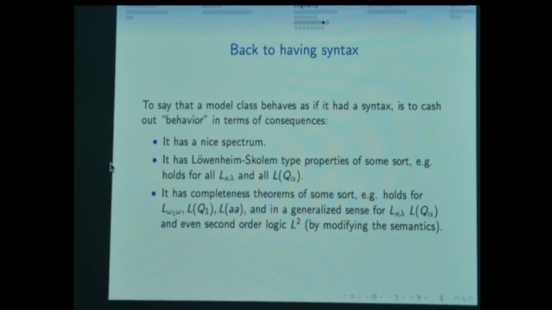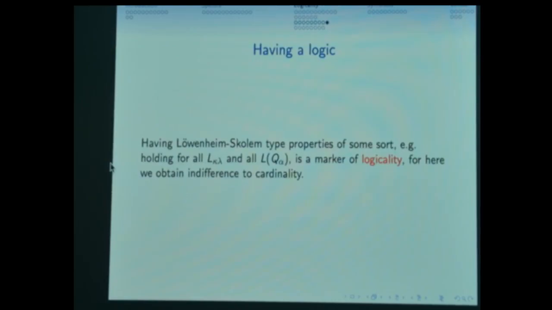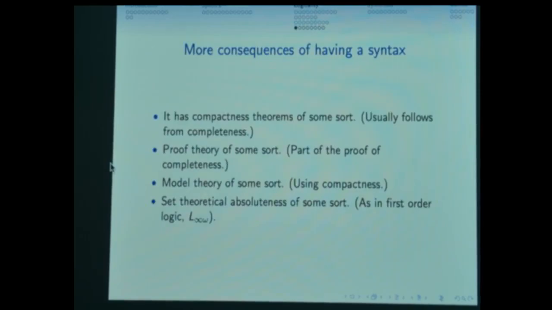To say that a model class behaves as if it had a syntax is to spell out that behavior in terms of consequences. So what have we said so far? It has a nice spectrum. It has Löwenheim-Skolem properties of some sort. It has completeness theorems of some sort. So this is what it means to behave as if you have a syntax. Löwenheim-Skolem type properties in particular are of interest because here we obtain some kind of indifference to cardinality. So having a Löwenheim-Skolem property is a marker of logic. Okay. Compactness, proof theory, set theoretical absoluteness.